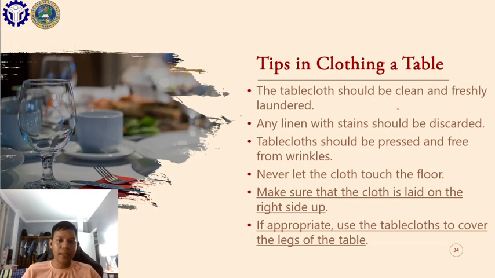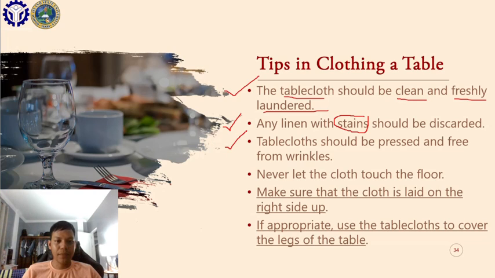The tablecloth should be clean and freshly laundered. So we should not use a tablecloth that is not clean or not freshly laundered. We need to avoid complaints from the guests. That is why we need to use a tablecloth that is very clean. Next tip, any linen with stains should be discarded. That is why it is important that we double check the linen if it is clean, if it is freshly laundered, or if there are any stains. If there are any stains on the tablecloth, we need to discard it. We need to remove it. We should not use it.